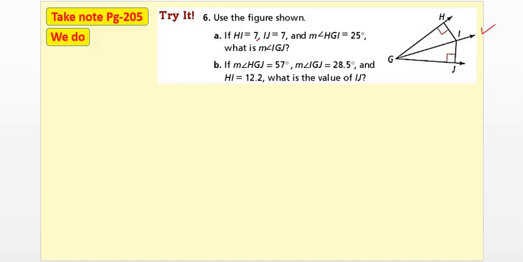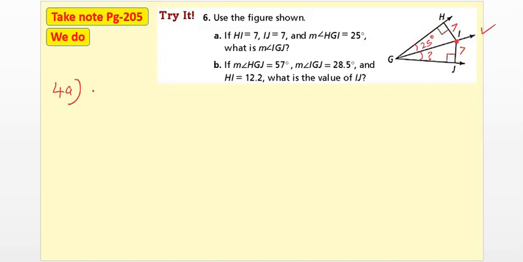It says if HI is 7 and IJ is 7, so this HI is 7, and this IJ is also 7, and the measurement of angle HGI, this angle, is 25 degrees. Now what is the measurement of angle IGJ? They want us to find how much is this angle. Now first I will decide, is this a diagram about the angle bisector? Yes, this diagram is about the angle bisector, because this point is equidistant from the legs of the angle, or from the sides of the angle. So that means it is lying on the angle bisector.